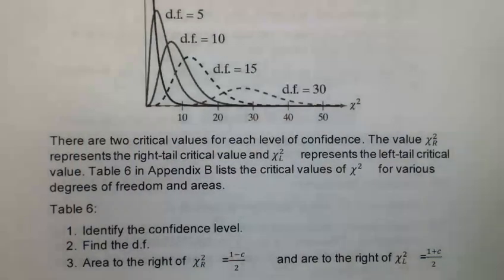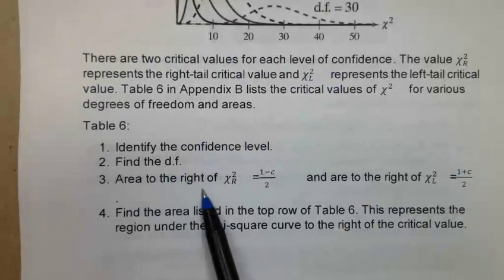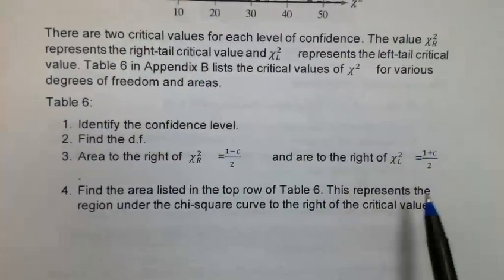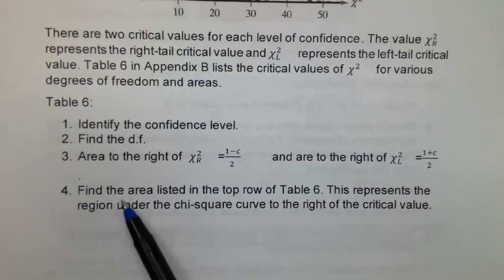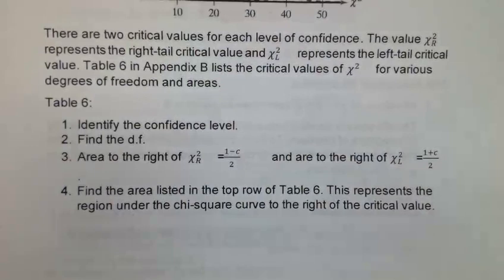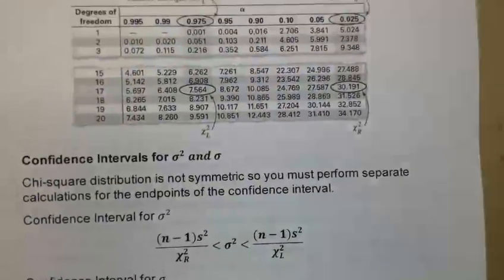So identify the confidence level, find the DF, and the area to the right is 1 minus c divided by 2. Area to the left is 1 plus c divided by 2. Find the area listed on the top row of Table 6 that represents the region under the chi-square curve to the right of the value. So let's practice that real quick.